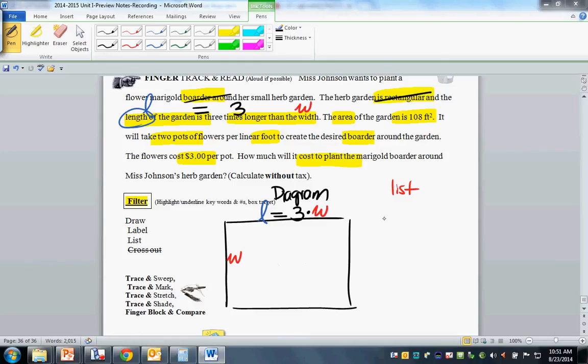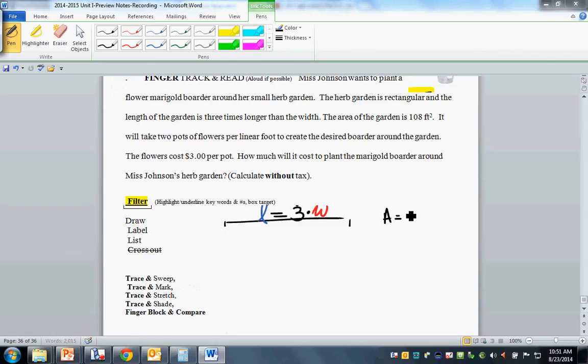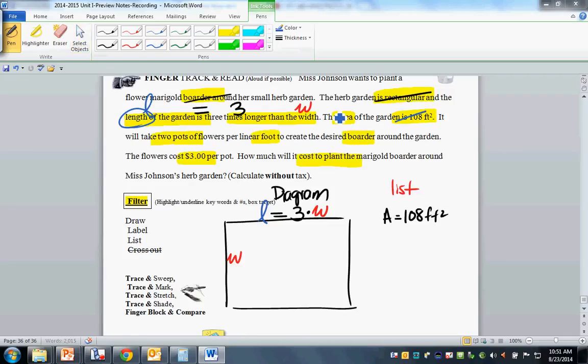The actual area of the garden is 108 feet squared. Then we're told that there are 2 pots of flowers for every foot. So for every foot, linear means line, for every 1 foot, we're going to need 2 pots of flowers. It's my measly attempt at flowers and the pots. Okay, so 2 pots of flowers per foot.